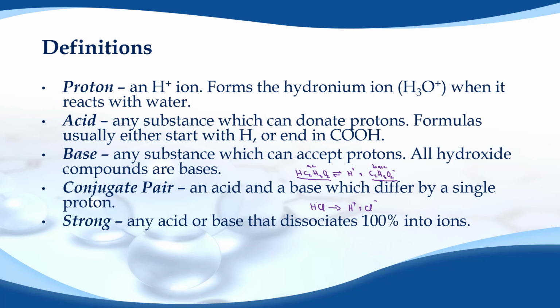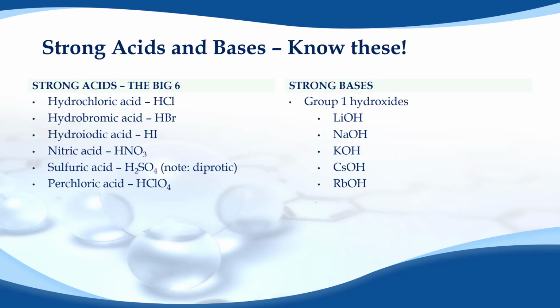All right, so now for the memorization lists. Now, these aren't that bad. So your strong acids list is what we nicknamed the Big Six. So these are the only 6 strong acids we're going to work with. Hydrochloric, hydrobromic, hydroiodic, nitric, sulfuric, and perchloric. Know these.